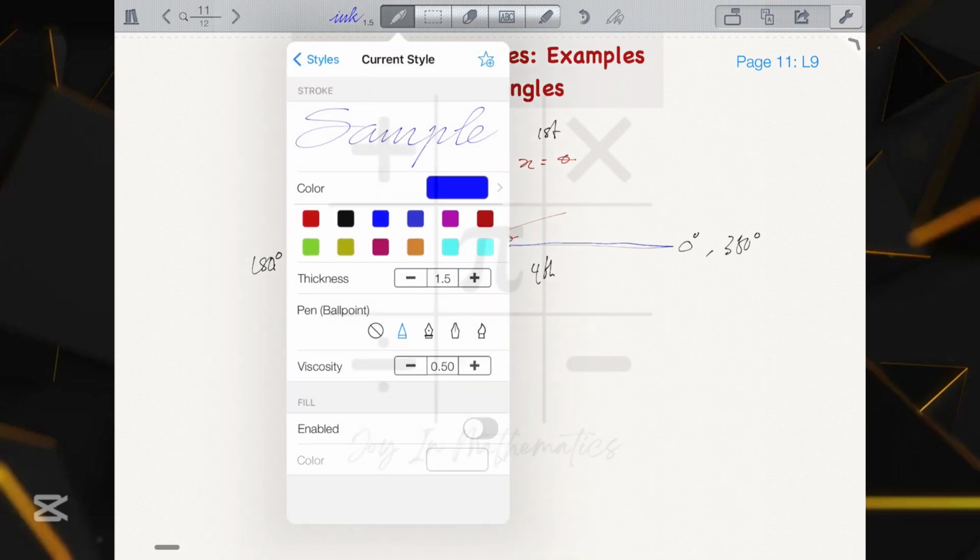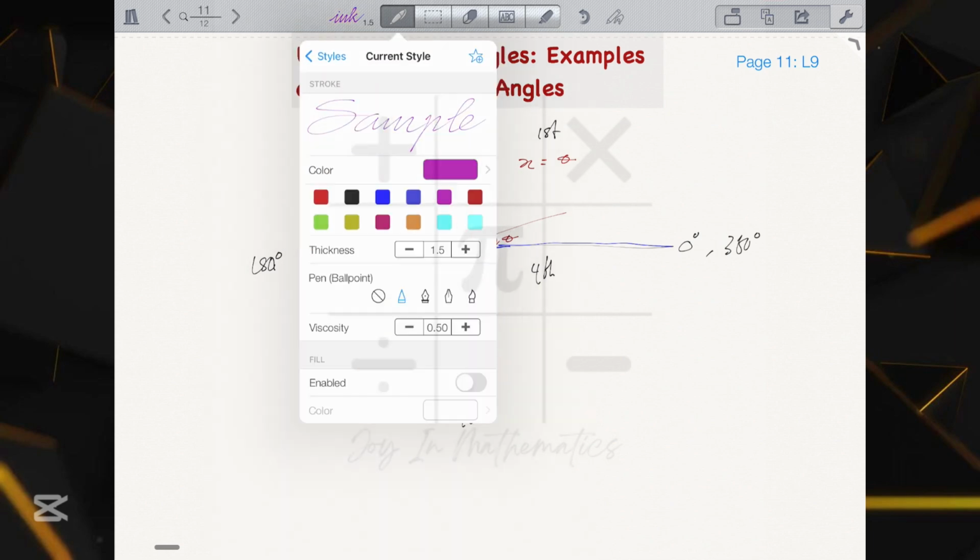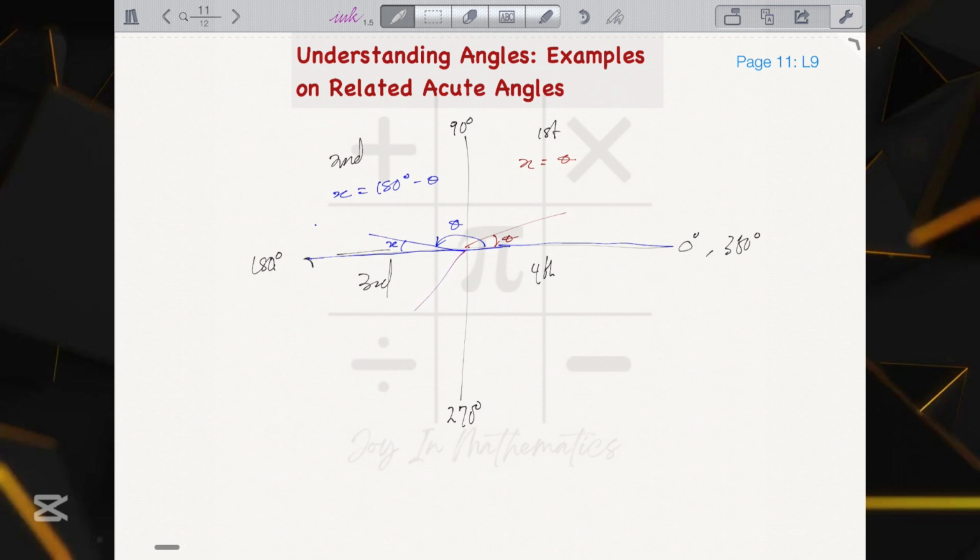Moving on, let's say now we have the third quadrant. The angle is coming from the positive x-axis passing through the negative x-axis, and we call it angle theta. The relative angle in this case, x, we say that x is equal to theta minus 180 degrees.